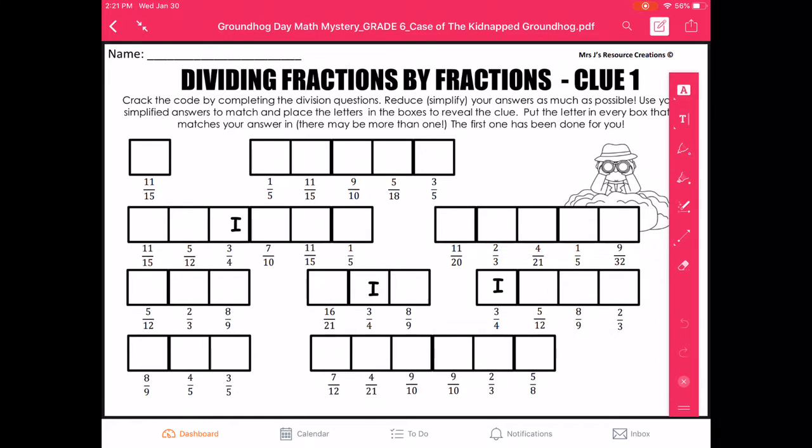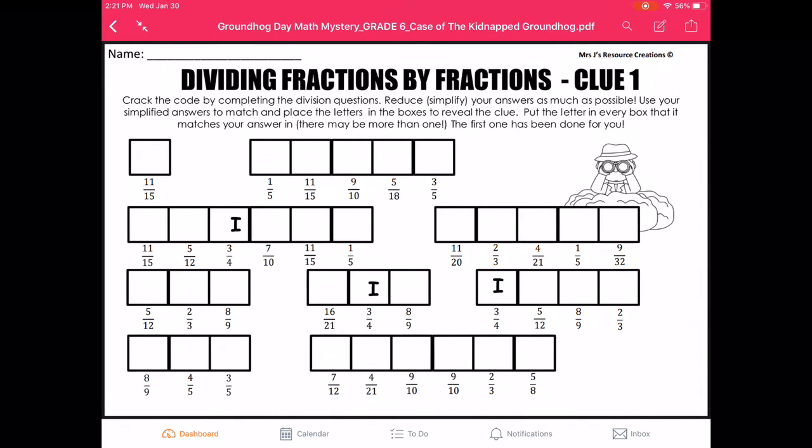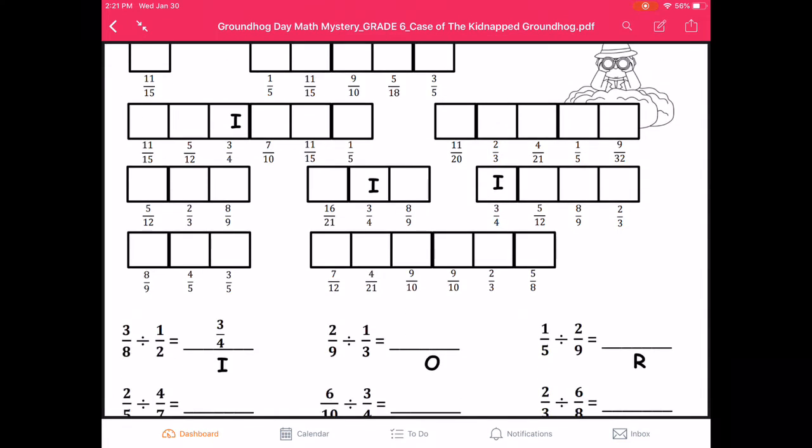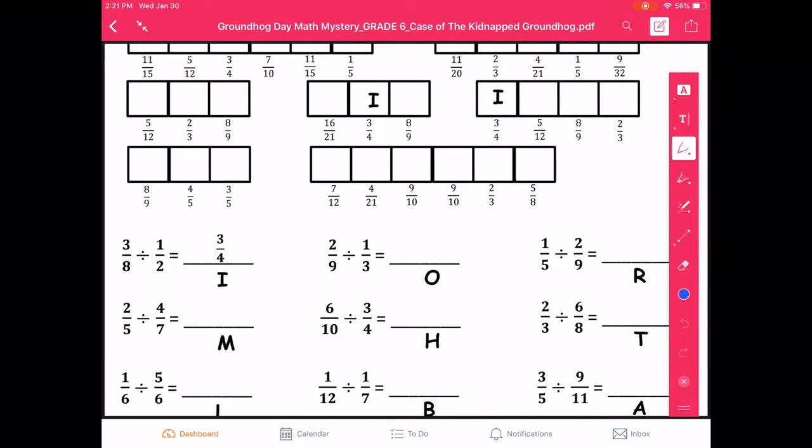I'm going to go through a couple of your math mystery problems just in case you have any questions on any of them. So for clue number 1, we're dividing fractions by fractions. Again, there are two different ways that you can go about doing this. I'm going to show you both. So I'm going to do the first two examples. I'll do O and R.